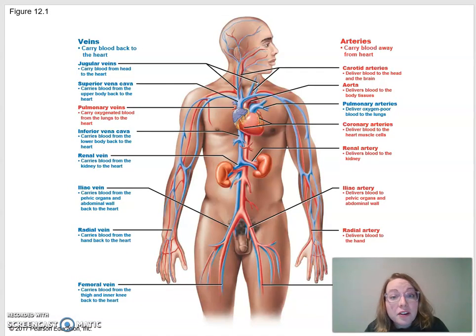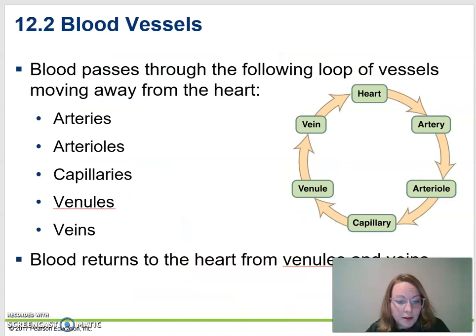Okay, so here's a diagram of our large arteries carrying blood away from the heart and veins returning blood to the heart. So we'll start looking at blood vessels. Blood vessels are the route that blood takes around the body and back to the heart. So this is a lovely picture here. We've got the heart, right? Leading away from your heart are your arteries. Think arteries, away from the heart.